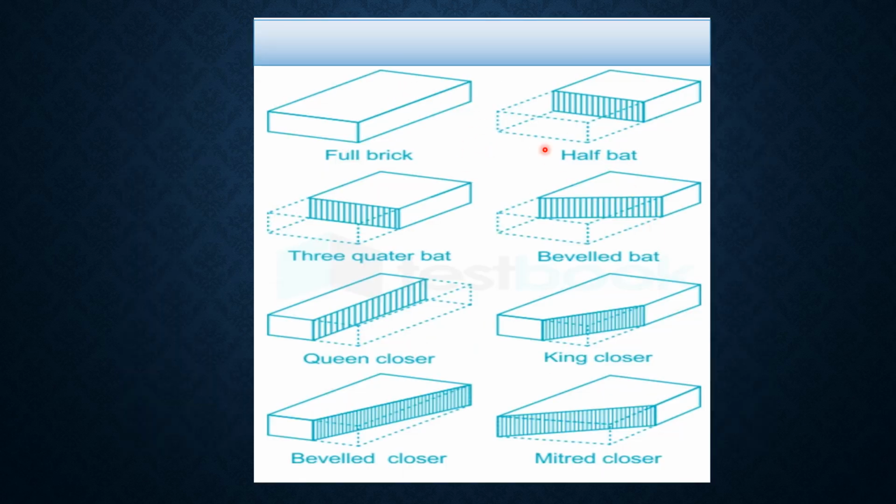So these are the cuts of bricks which are used in the bond of bricks. First is a full brick, second is the half bat. If we cut it half by its length, then this is the 3/4 bat, this is the beveled bat, queen closure, king closure, this is the beveled closure, and this is the mitred closure. So these are the cuts provided in the bond of bricks. These are all important, so remember this.